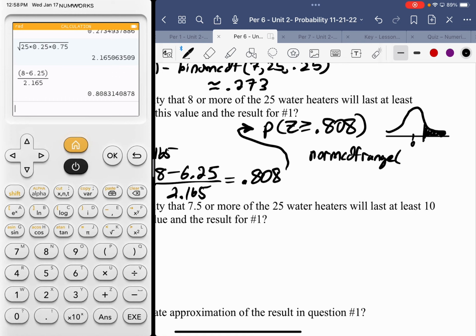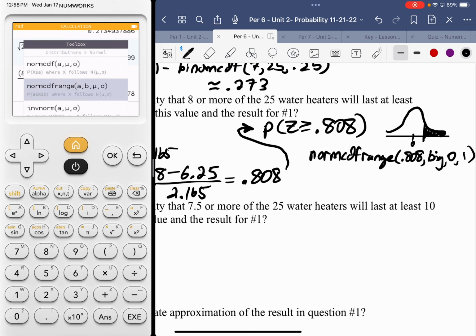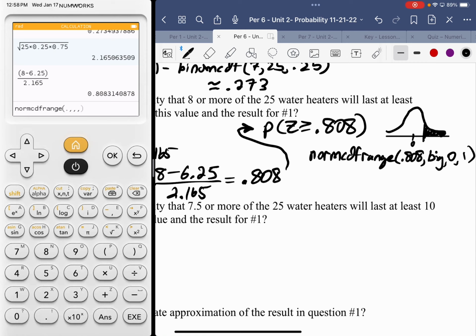So 0.808, something big, 0, 1. So the probability distribution is normal, norm CDF range, 0.808, something big, 0, 1 for the mean and standard deviation. Now you might say, well, didn't we say the mean was 6.25 and the standard deviation 2.165? Once we standardize it, once we make a Z-score, we've brought it into the universe where the mean and standard deviation are 0 and 1 respectively.